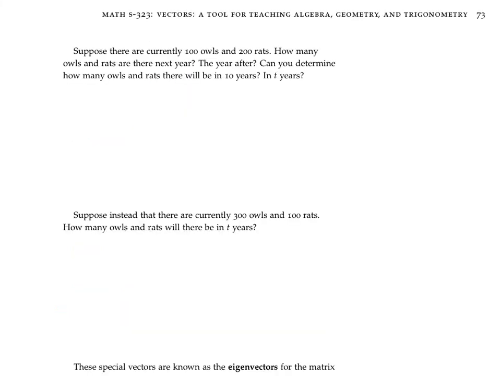So here we have the same question, but instead of starting with 2,000 owls and 1,000 rats, we'd like to start with 100 owls and 200 rats. And so the same questions follow. How many owls and rats are there next year, the year after?